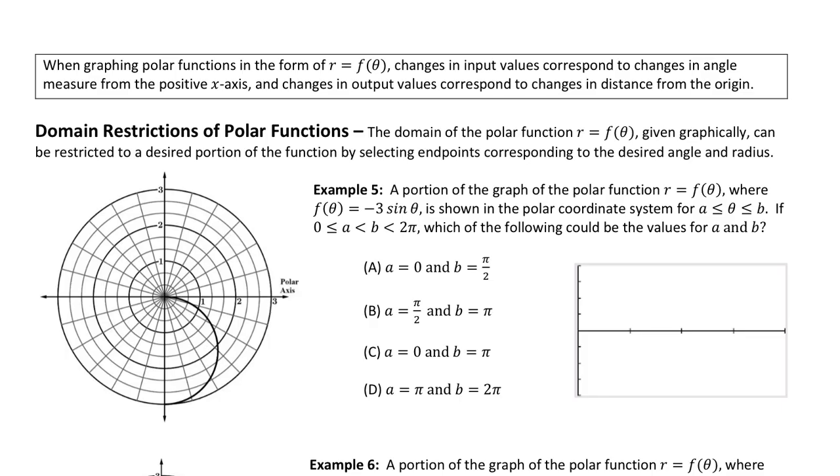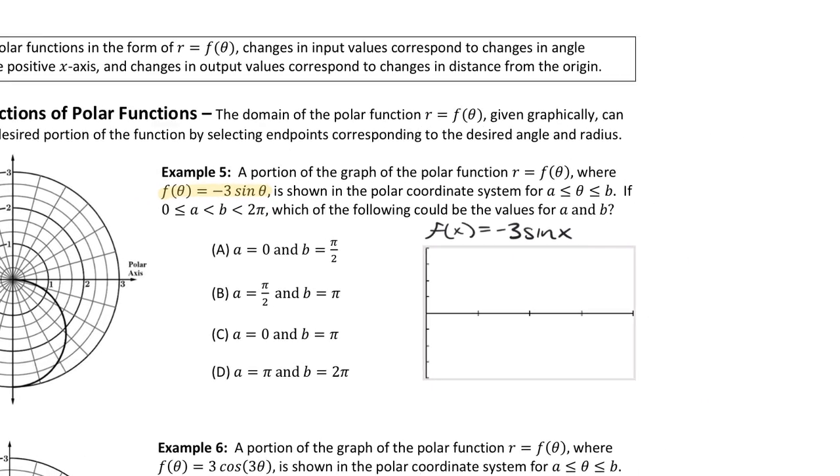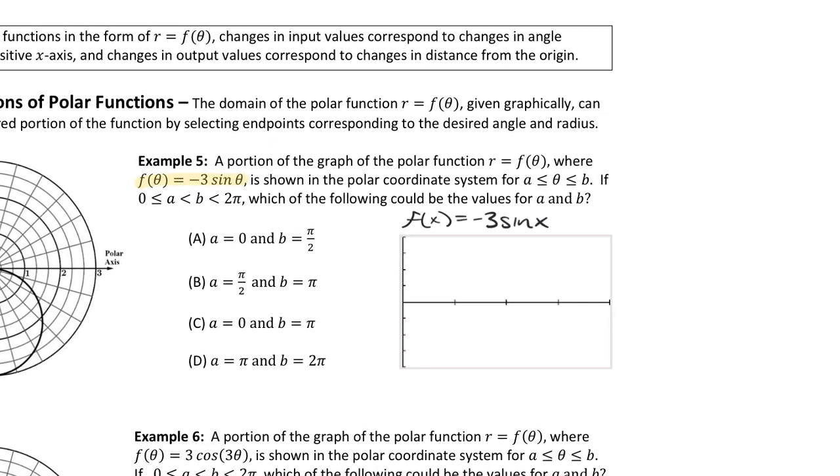Now, the easiest way to do this is to take the polar function they gave you and graph it as a rectangular function. So in our little space right here, I want you to graph f of x equal to -3 sine of x. Now, a question for you. This is a sine function. Should it start at a maximum, a minimum, or a midline? Midline, great.